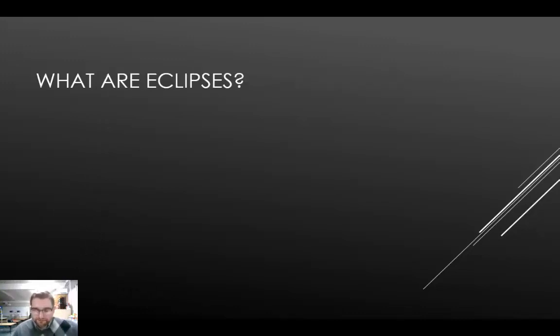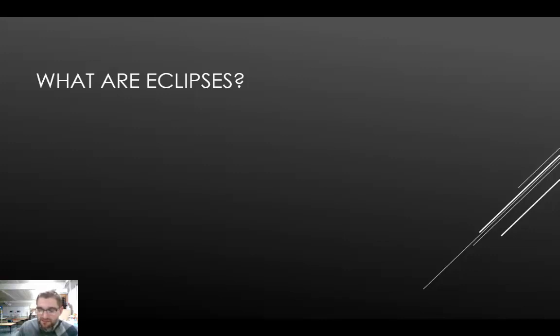What are eclipses? The moon's orbit around Earth is slightly tilted with respect to Earth's orbit around the sun. As a result, the moon travels above and below Earth's orbit. But on rare occasions, Earth, the moon, and the sun line up.